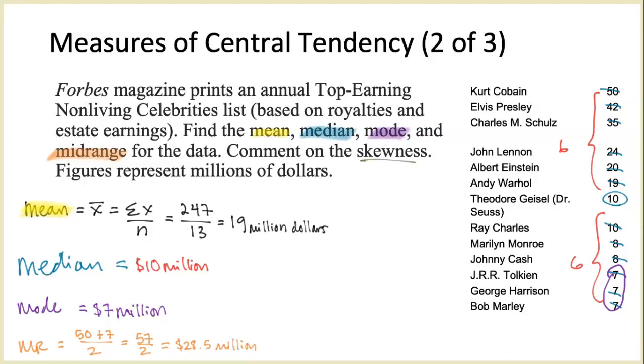So we take this information and think about how we can comment on the skewness of the distribution. Mainly, we're going to look at the mean and the median for that. If my mean is $19 million and my median is $10 million, since the mean is a lot higher than the median, that is going to create a distribution that is skewed to the right. I'm going to show you how that looks in a moment.